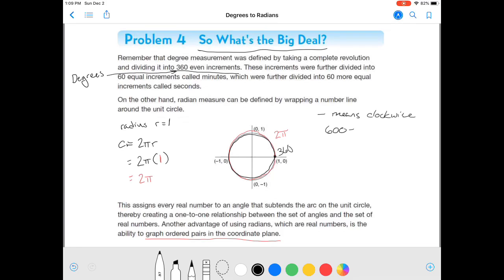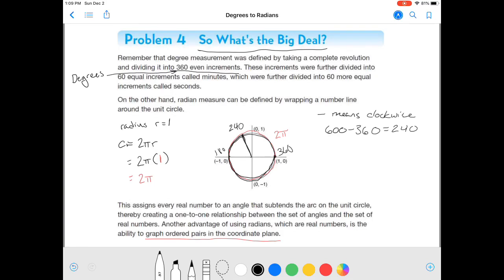When we go clockwise, we need to figure out how much further we need to go. So 600 degrees minus 360 that we've already gone is going to give us 240 degrees. So let's go 240 degrees clockwise around the circle. Each quarter of the circle is 90 degrees. So once we've gone halfway around the circle, we'll have gone 180. Now we just need to go 60 degrees more. And that would be right here.